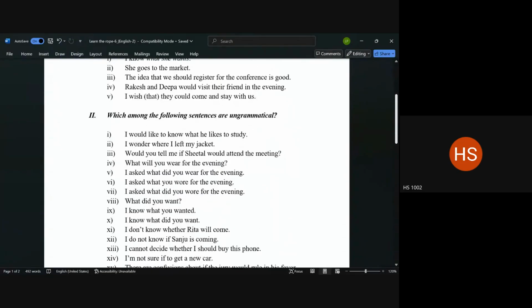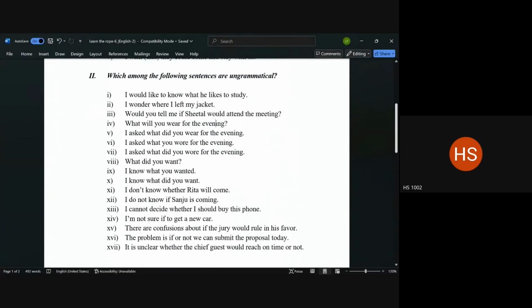These are the two places where you use it, but that we do not use in constructions like this. Would you tell me that Sheetal would attend the meeting? No. So this is what is called MTI, mother tongue influence. We have constructions like that in our language, so we have a tendency to carry it onto the second language, but this is not how it works. In English, we don't have it.